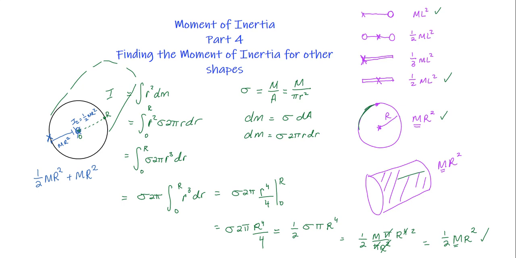There's also a perpendicular axis theorem, which would flip the axis of rotation on its perpendicular side. We can take a look at that in a different video. I hope that helped.